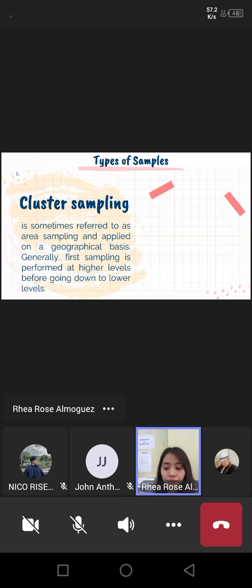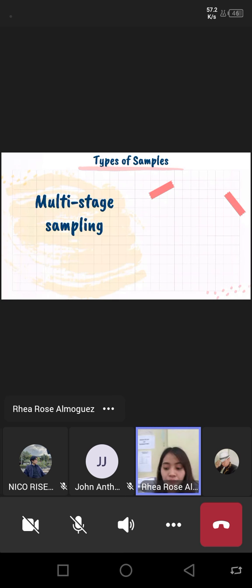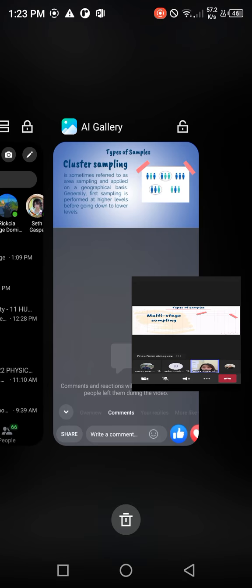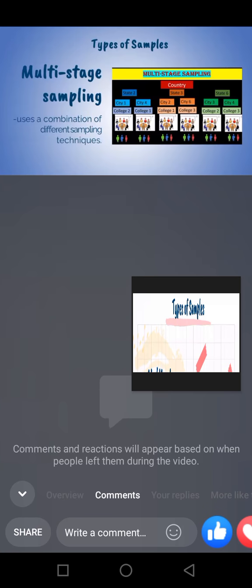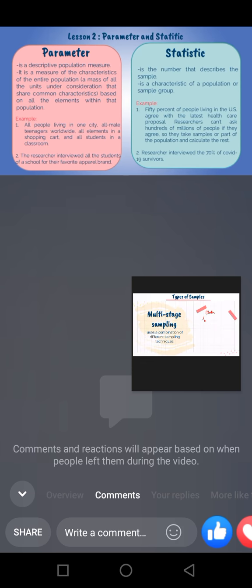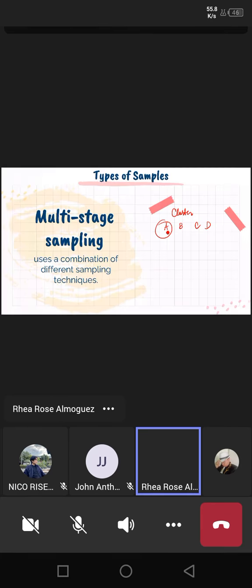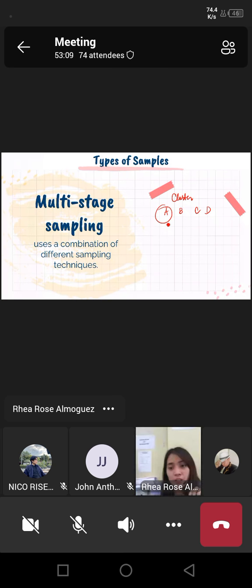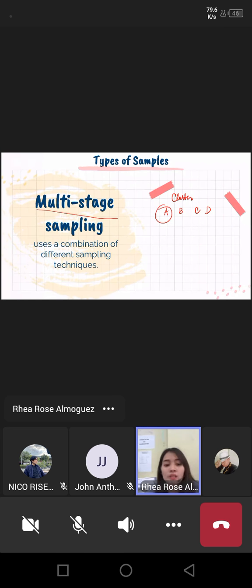And lastly, we have this multi-stage sampling. Ito po yung combination ng different sampling techniques. For example, nag-cluster ka muna. So, sa clustering, meron tayong A, B, C, and D. Tapos nakuha mo yung A. So, from A, gagamit ka ngayon ng, let's say, pwedeng stratified, or kaya pwedeng lottery, or pwedeng systematic. It's up to you. Basta, when we say multi-stage, it uses a combination of different sampling techniques.